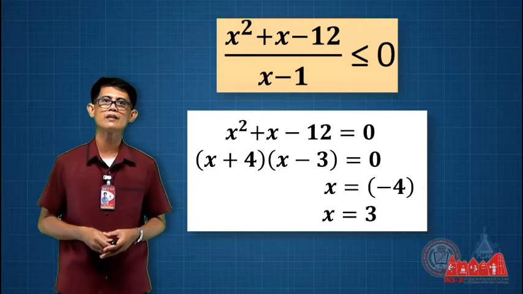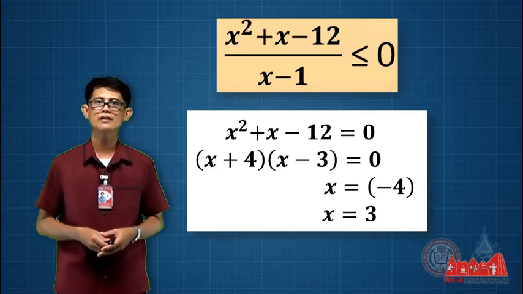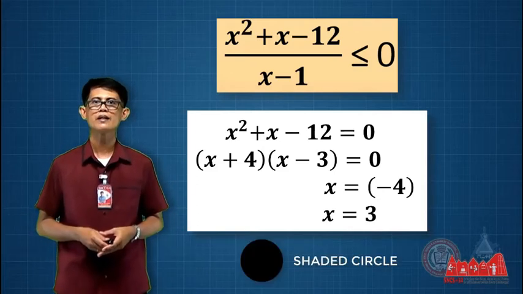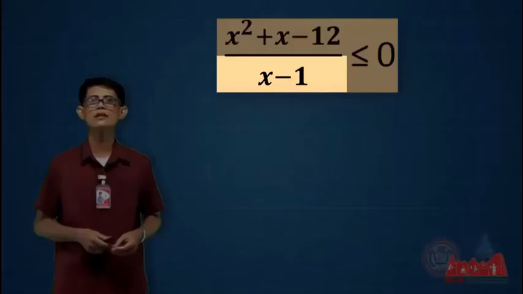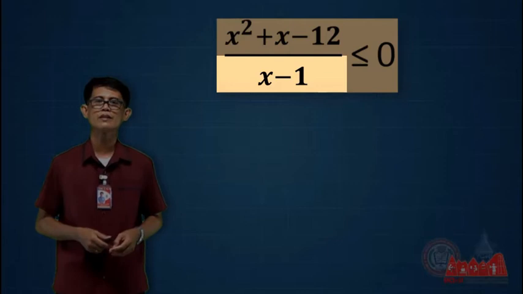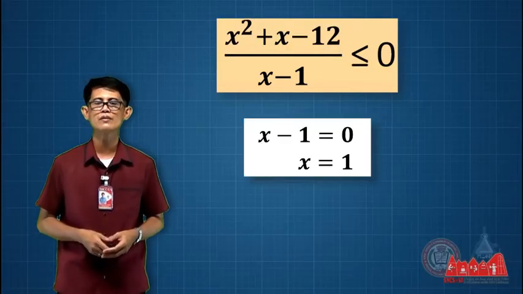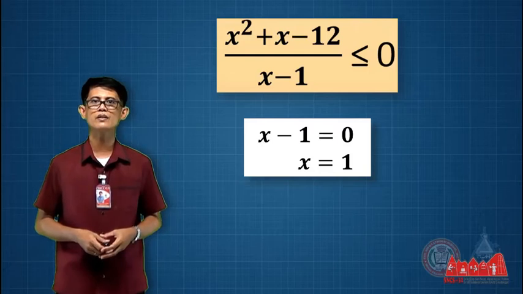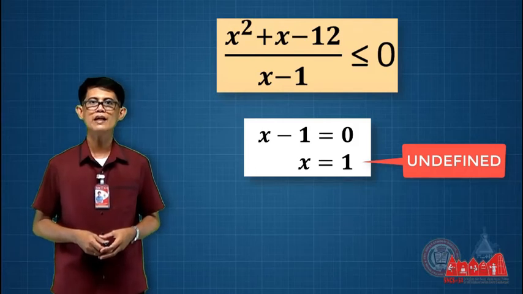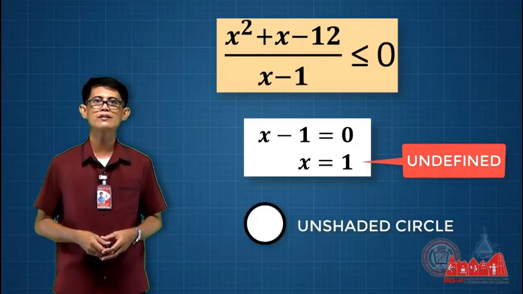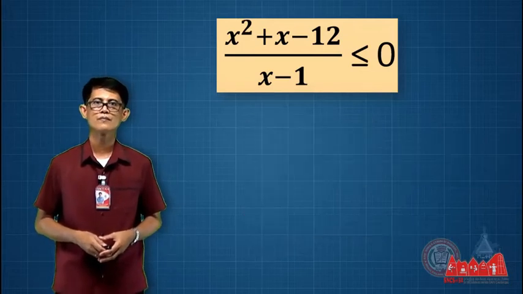If graphed on the number line, these values will be included and a shaded circle will be used, signifying that those values are solutions. Next, equate also the denominator to 0 and solve for x. So we have x minus 1 equals 0, therefore x is equal to 1. This means that the rational inequality will be undefined for x equals 1. If graphed on the number line, this value will not be included and an unshaded circle will be used, signifying that it is not a solution.